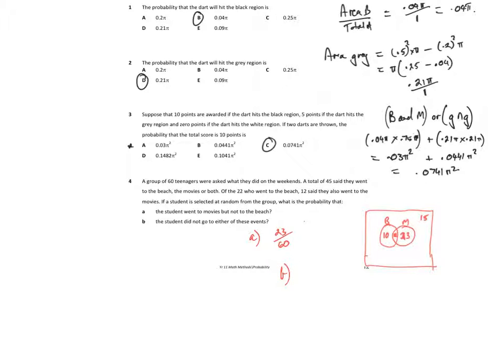B, the student did not go to either. Well, we can see that that's the 15 off to one side. 15 out of 60, which if you can notice is 1/4. All right.